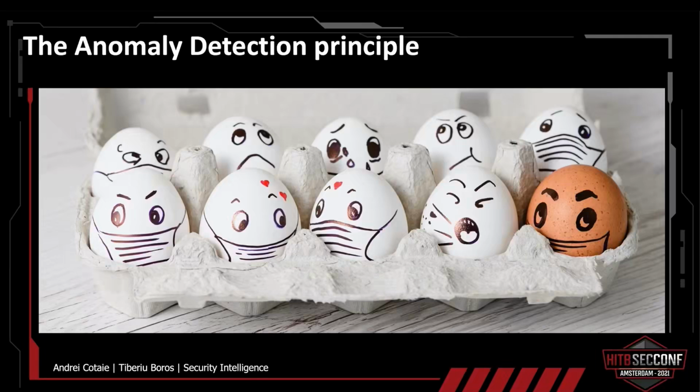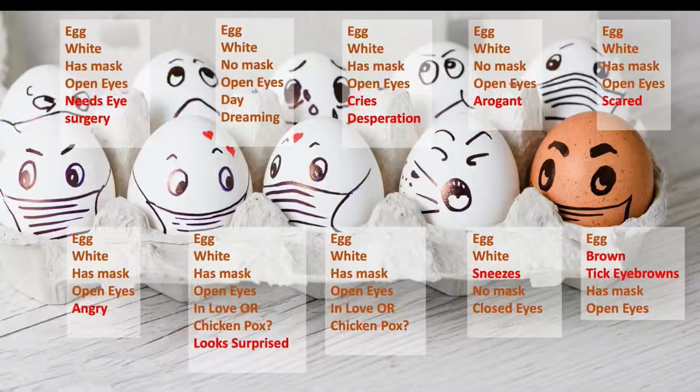So coming back to the anomaly detection principle, let's look at the picture on the slide and try to identify the anomaly. And most likely you're going to say it's actually the brown egg. And you actually might be right. But if you look at the picture, you also have some examples of eggs not wearing masks, eggs that are actually sneezing, and so on. So the question becomes, which is actually the anomaly? The way you prepare your data is going to impact what kind of anomalies you are going to detect.